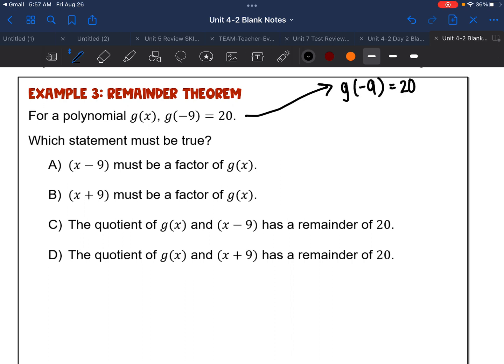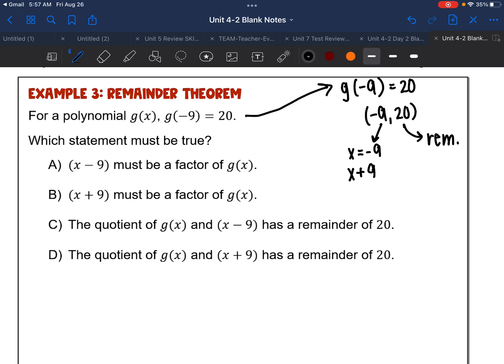We know that this is an ordered pair of -9, 20. So that means we have an x value of -9, which means the binomial that we are looking at is the opposite, so x plus 9. And we know that 20 is our y value, but also we know now that that is our remainder, okay?